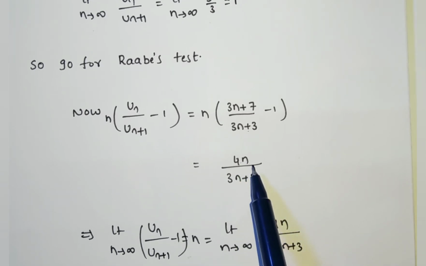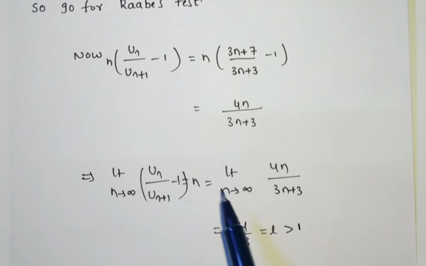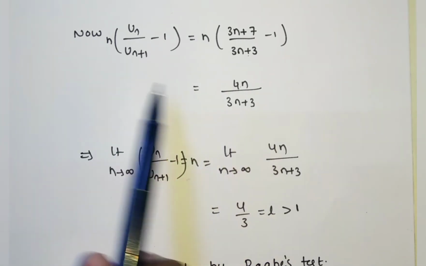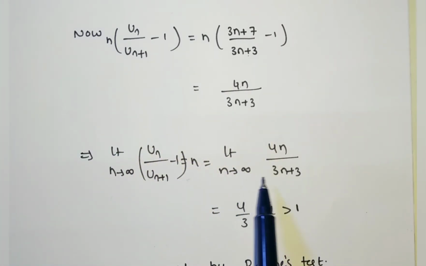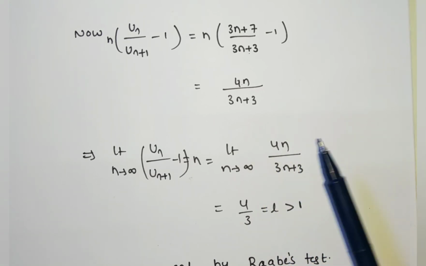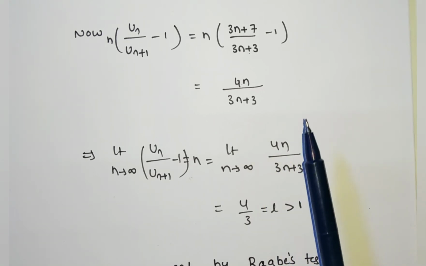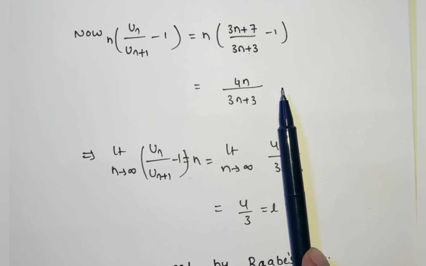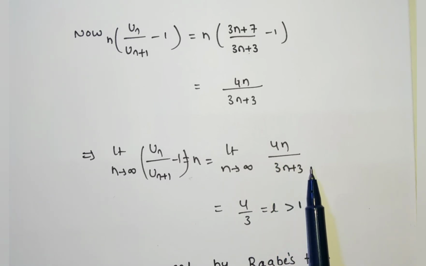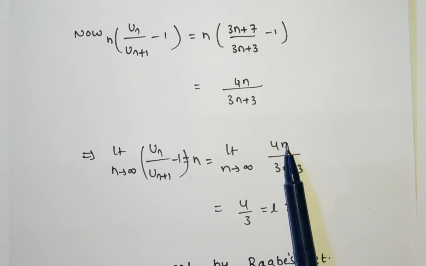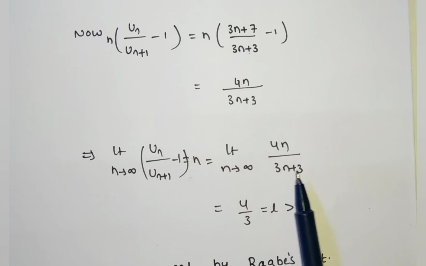Now the numerator and denominator both have an nth term. Taking the limit as n tends to infinity on both sides, the numerator and denominator have the same degree. In this case you get the ratio of coefficients as the limit, that is 4 by 3. Or else you can take n common; n gets cancelled, and 3 by n goes to 0 as n tends to infinity. So finally you will have 4 by 3. This 4 by 3 is a limit which is greater than 1. Therefore summation un is convergent.